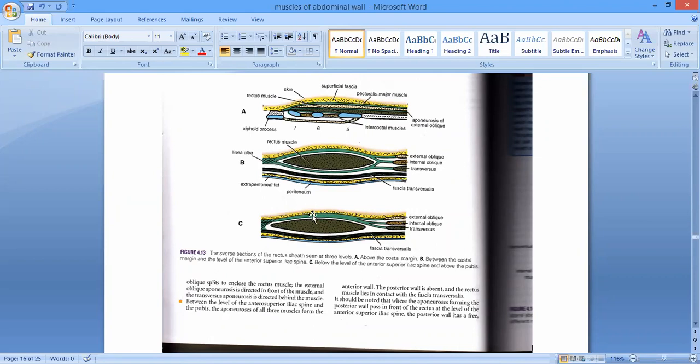And then below the level of the anterior superior iliac spine, ठीक है? और the anterior superior iliac spine से लेके pubic tubercle तक, ठीक है? Pubic region तक, it has a different arrangement. That is, anteriorly it is lined by all 3 aponeuroses: external oblique, internal oblique, and the transversus abdominis. And its posterior wall is deficient. Here you can see there is no aponeurosis in the posterior wall below the anterior superior iliac spine. ठीक है जी? Is it clear?